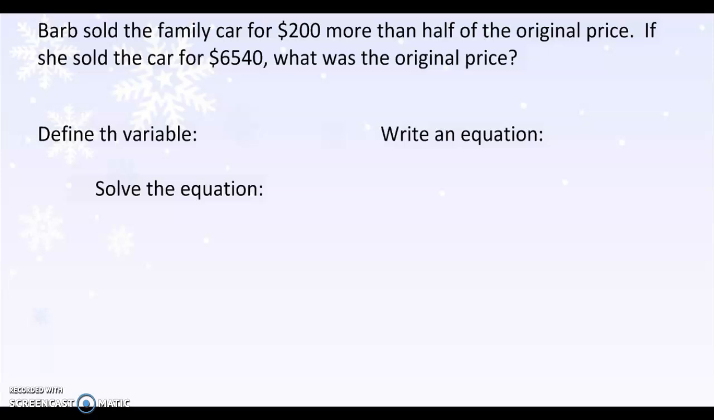Example 3. Barb sold the family car for $200 more than half of the original price. If the car sold for $6,540, what is the original price? So, first step, define our variable. What is the thing that we don't know or trying to find? What we don't know is the original price. So I'm not going to use the letter O, and remember, anytime you can use a different letter, you don't have to pick what I pick. So let x equal the original price.